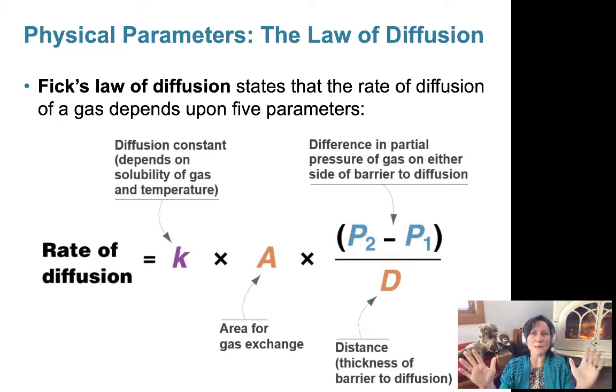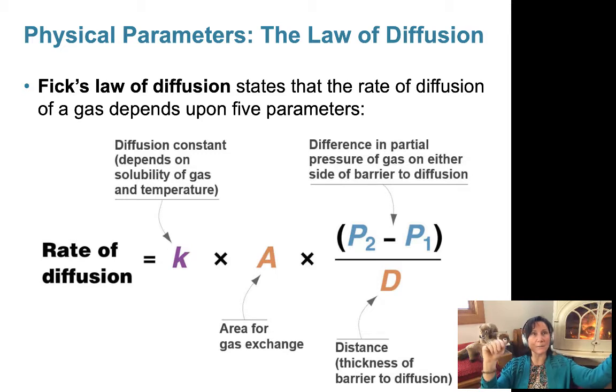Simple algebra, so it's going to increase the rate of diffusion. However, if you increase the partial pressure of gas on the inside of the body, that's actually going to result in a decrease of the rate of diffusion into the body. Okay? Because you've increased the pressure on the inside.